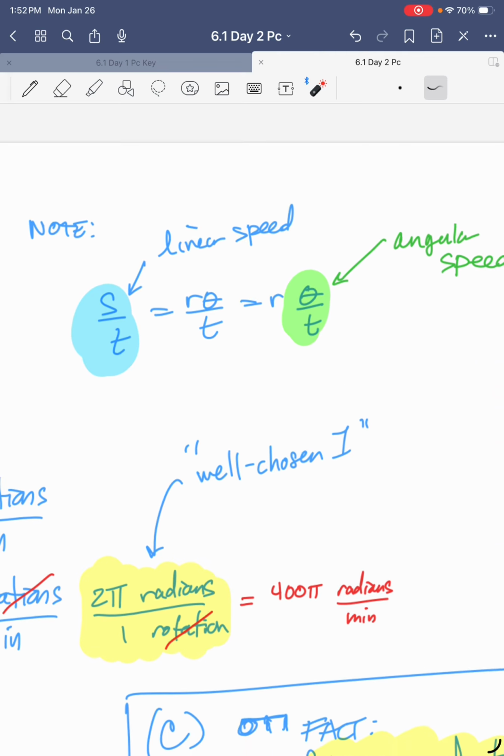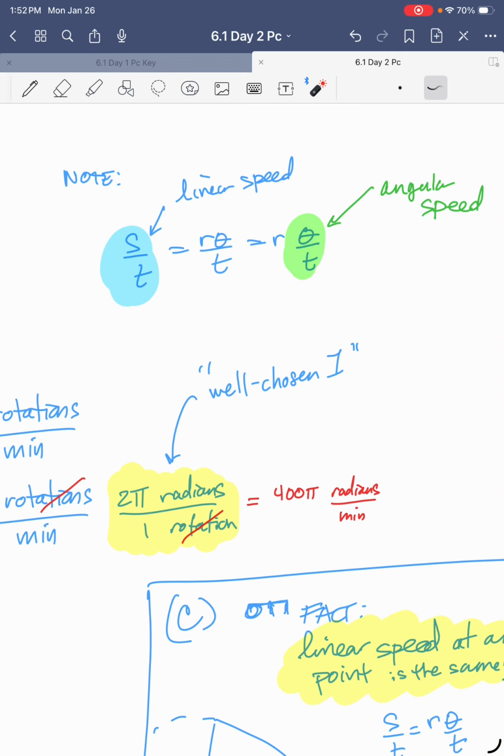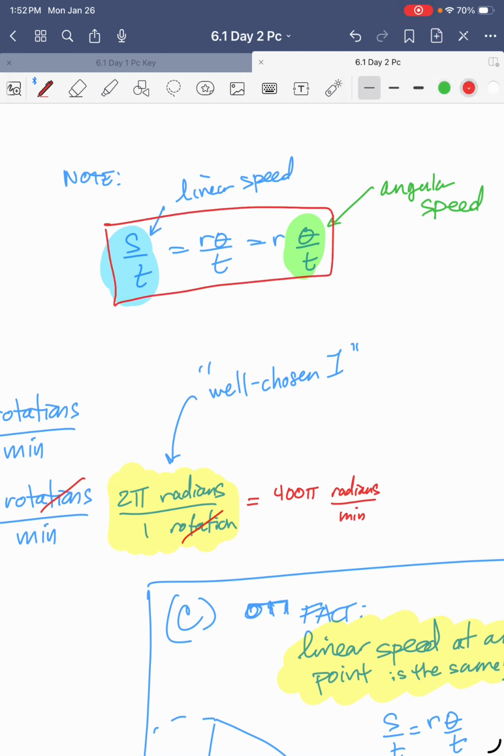And here's the main idea we need to think of. Let me put a big old red box around this. This is the big thing to realize, is that linear speed, s over t, is equal to the radius times your angular speed. So how is the arc changing over time? It's equal to how is the angle changing over time if you multiply that by r.